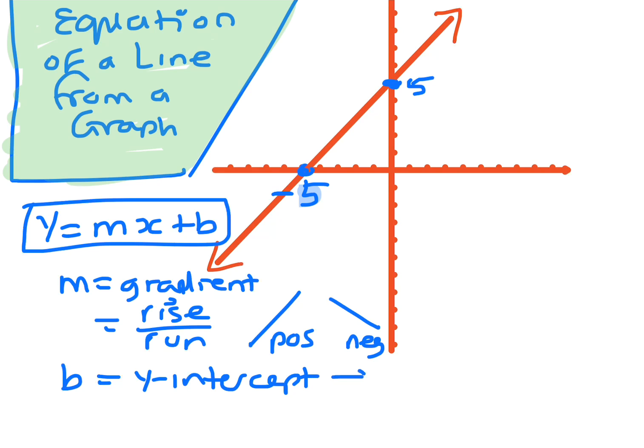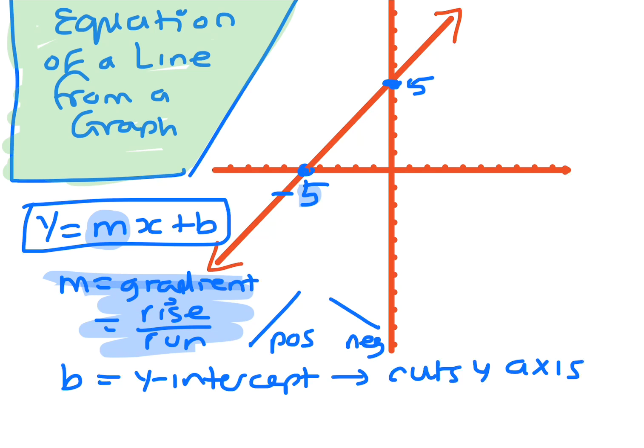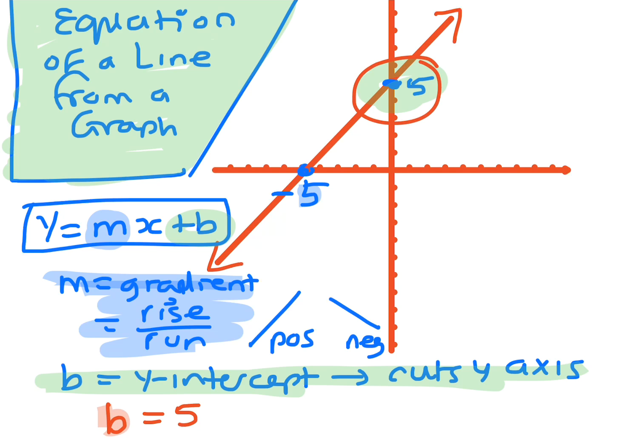And b is the y-intercept. Now the y-intercept is where it cuts the y-axis. Okay, so we have to find both of these things in this formula. So the gradient is the rise on the run, and then we have the y-intercept, which is the b. So on the graph, the y-intercept is that 5 there. So that means that b will actually equal 5, because that's where it cuts the y-axis.